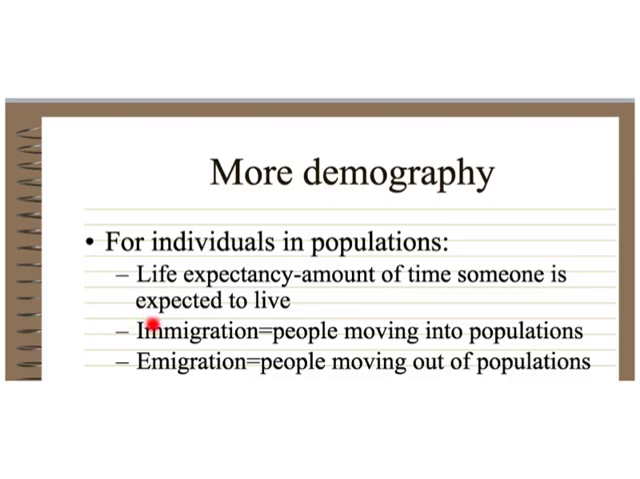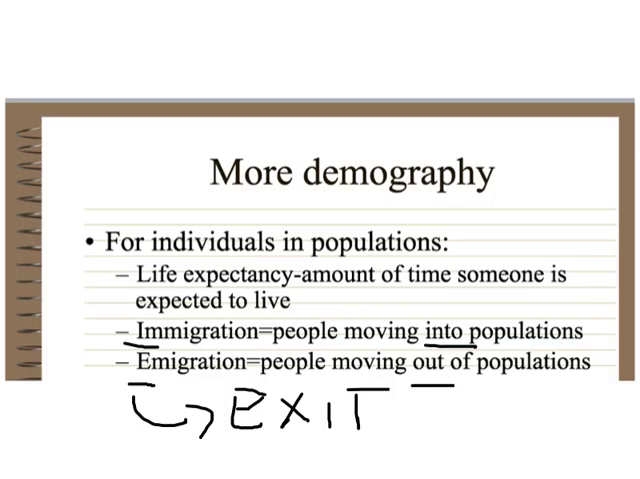You also have immigration and emigration. Immigration with an I means in, okay? People moving into a population. Emigration with an E, I always think of as exit, okay? And that's people moving out of a population.